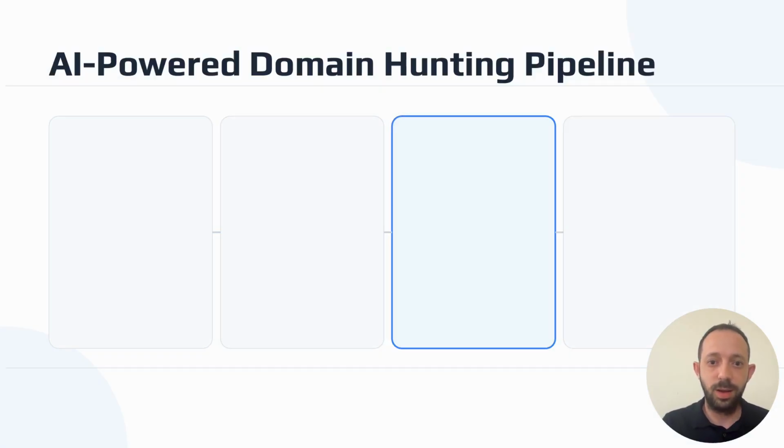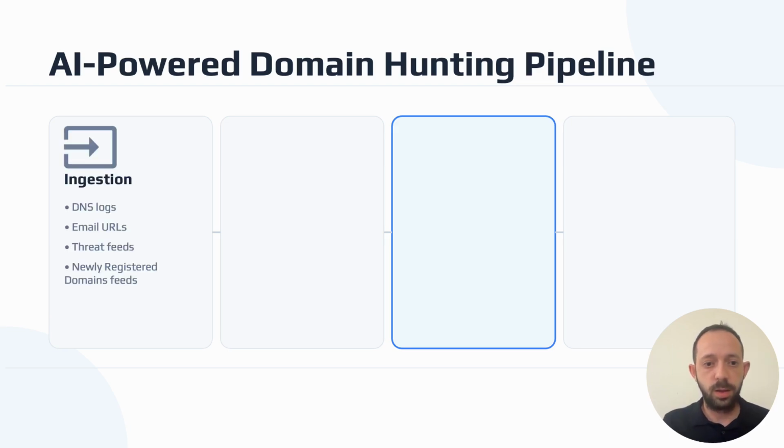Now let's deep dive into the pipeline of how we can implement it. Let's start with the first phase, which is ingestion. We need to ingest the domains into our AI layer. So we can take the domains from the DNS logs, from the URLs that we receive in our emails if we collect them. Of course, we can use threat intelligence feeds that we ingest into our system. If you are also ingesting newly registered domain feeds, you can use them as well.